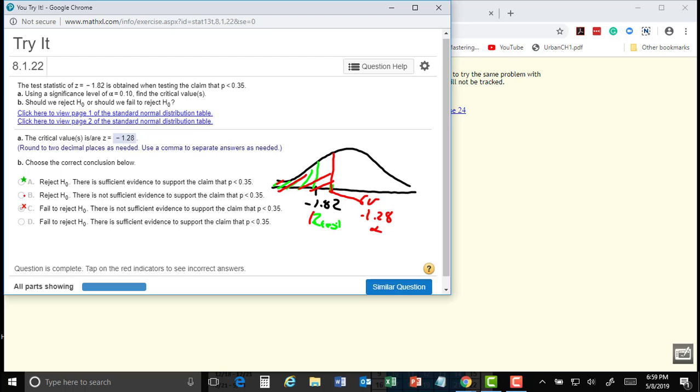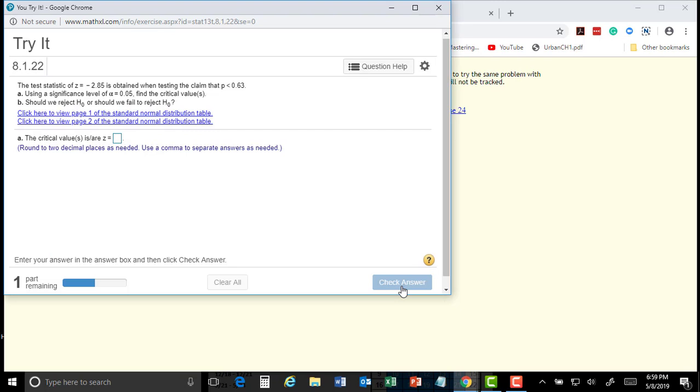I don't know what it is. I can't see, but anyway. I think if I keep doing these, I'll get them right. Let's do that one more time. Okay, let's try it again.